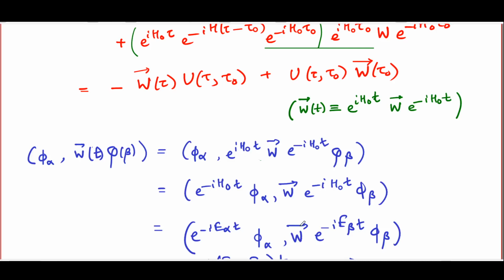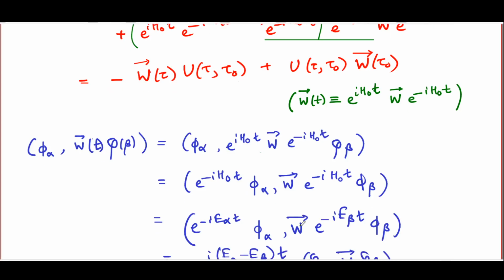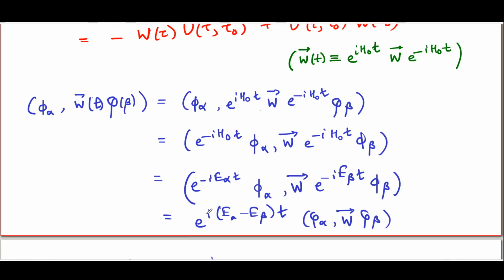We can take both of these factors outside the inner product, and we have to remember that the inner product is linear in the second factor and antilinear in the first. So you will end up with e^(+iEαt) times e^(-iEβt) times, of course, the inner product of φα with W φβ. This last inner product will be independent of the time t.